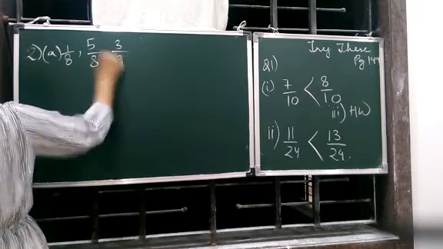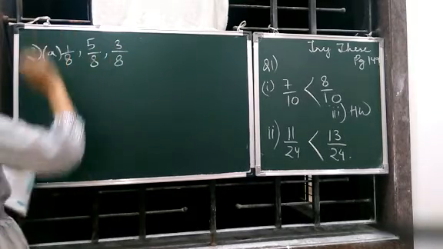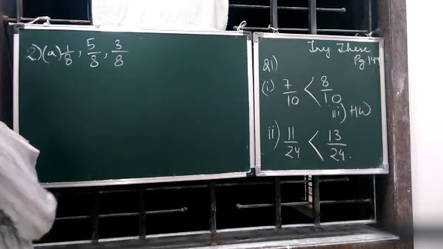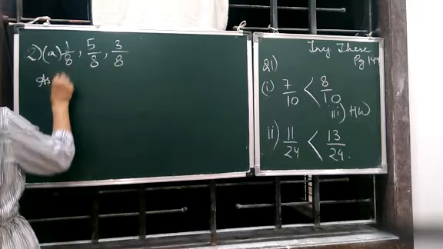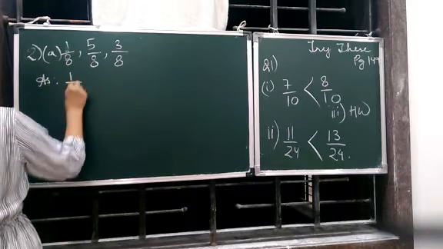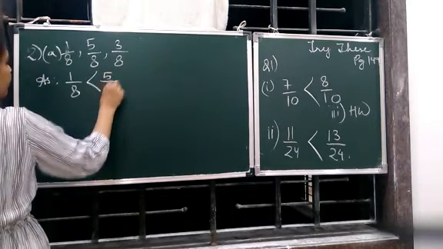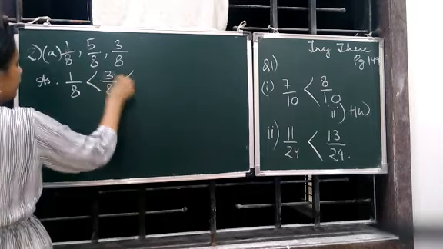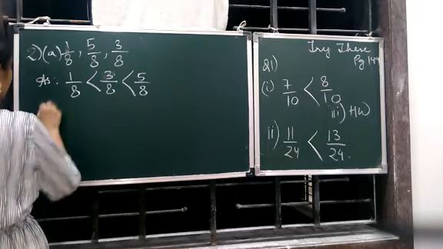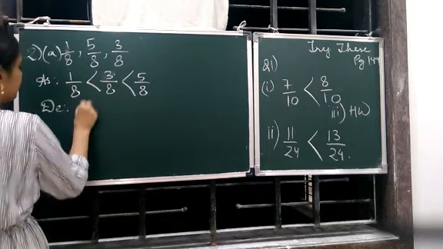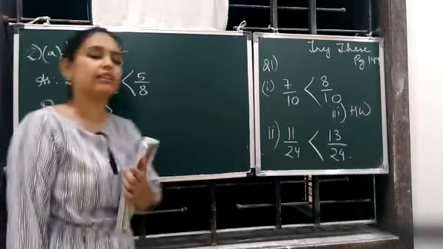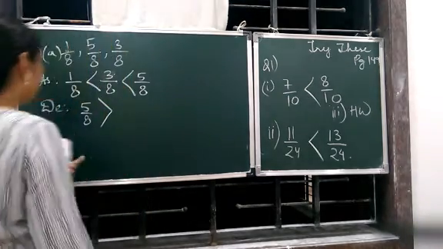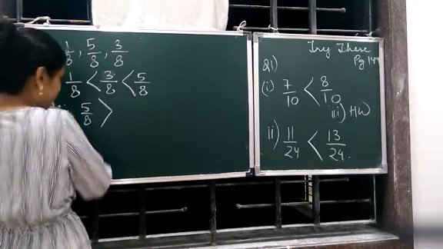You can see the denominators are same. That means we compare the numerators. Big remains big, small remains small. So who's the smallest for ascending order? 1 by 8, then 3 by 8, then 5 by 8. Descending is just opposite. 5 by 8 will come first. We all know what is ascending and descending. We have done this in chapter 1 also, with the numbers, not with the fractions.